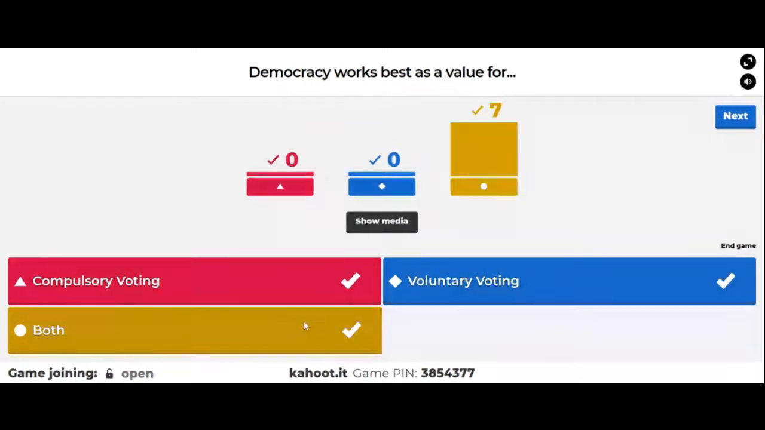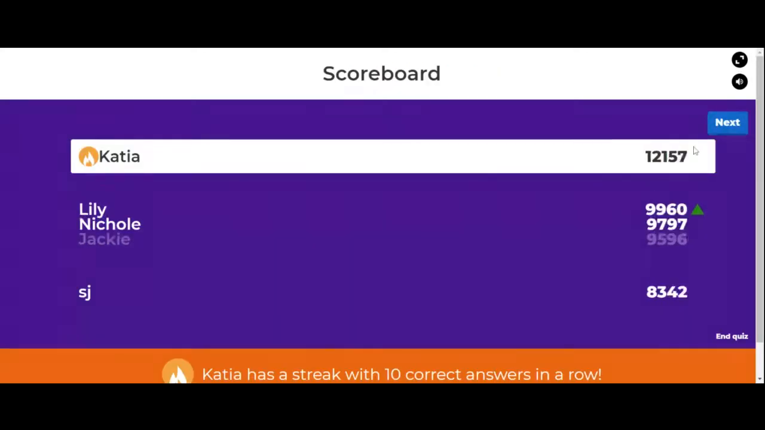Yep. It was both. Picking either would have been correct, right? Because I just realized that the wording of the question, if you'd picked compulsory or voluntary voting, you wouldn't technically have been wrong either. So, for the sake of fairness, I would have made any of them correct.